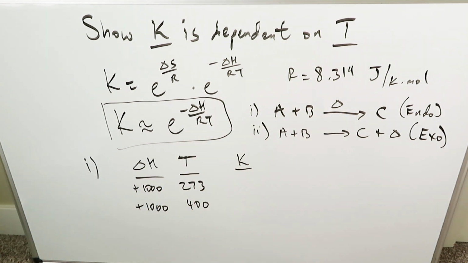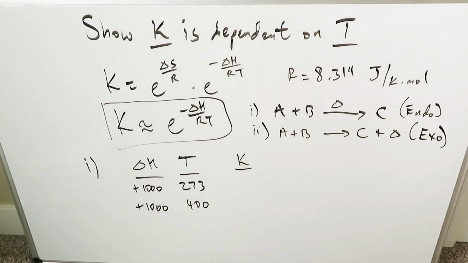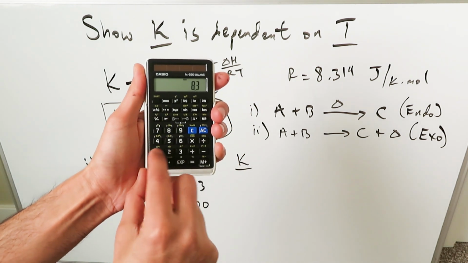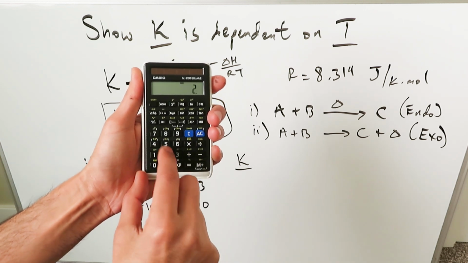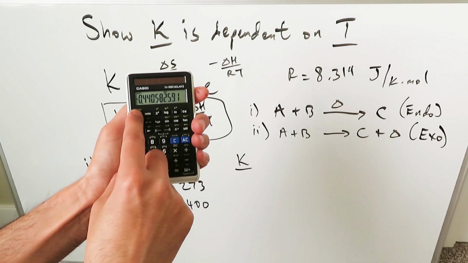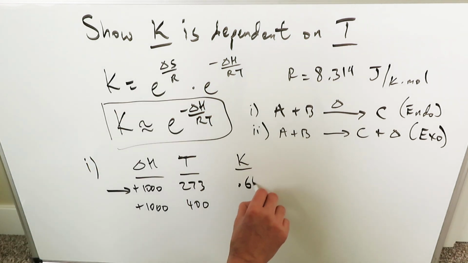And for an endothermic reaction, I have an enthalpy of 1000, temperature changes from 273 to 400 Kelvin. How does the K respond? So we are looking here at this formula. Let's plug in these items into that formula and see what happens with the K. I have a minus delta H, which is 1000, and a minus, divided by 8.314, my constant, divided by temperature 273 Kelvin. And I'm going to invoke the exponential base. I have 0.643. That's my value for K.